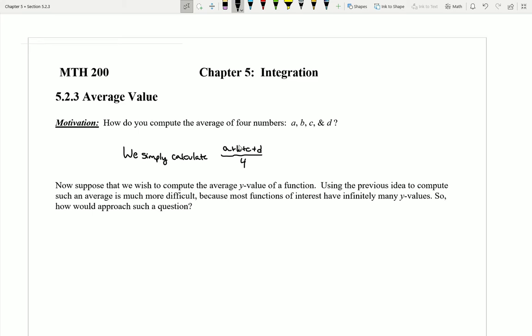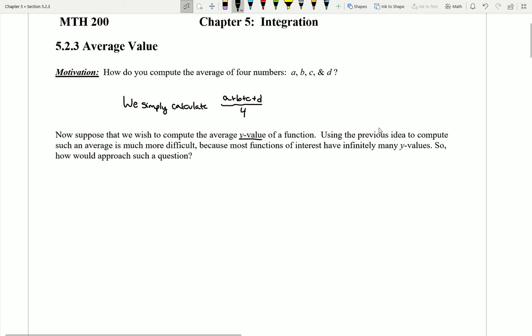So now we have a different question. It's related to this idea of computing an average. Here's what we have. Now suppose that I wanted to compute the average y value for a function. Okay. Well, using the previous idea, that is, adding up all the values and dividing by how many you have, would really start to become difficult.